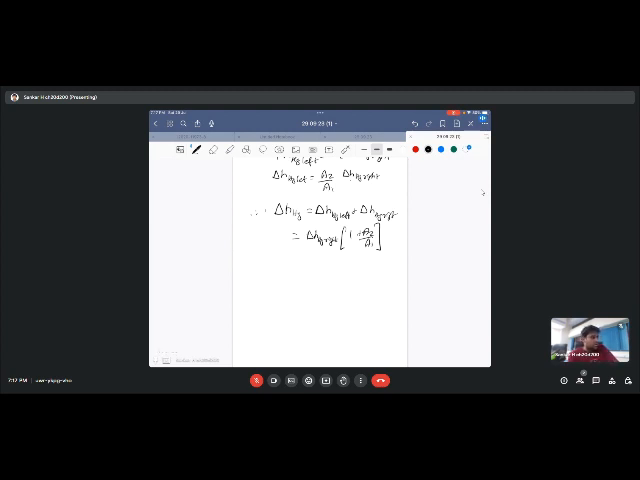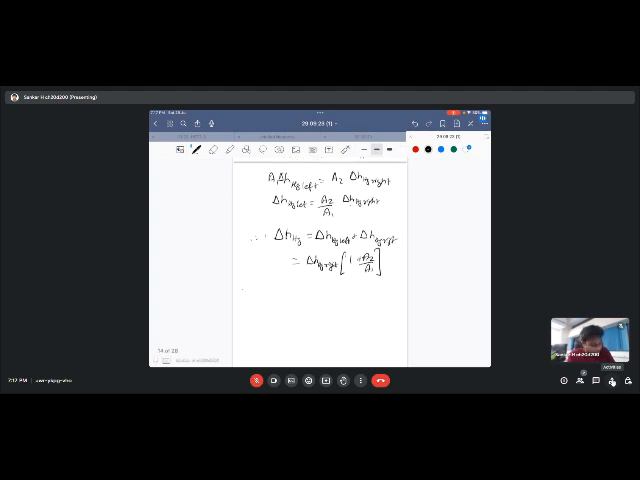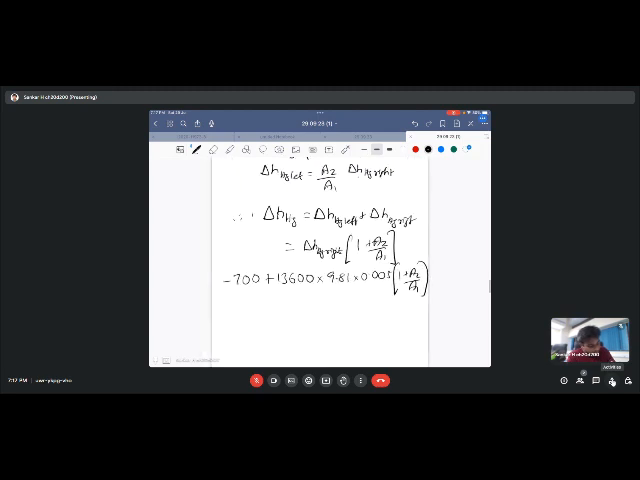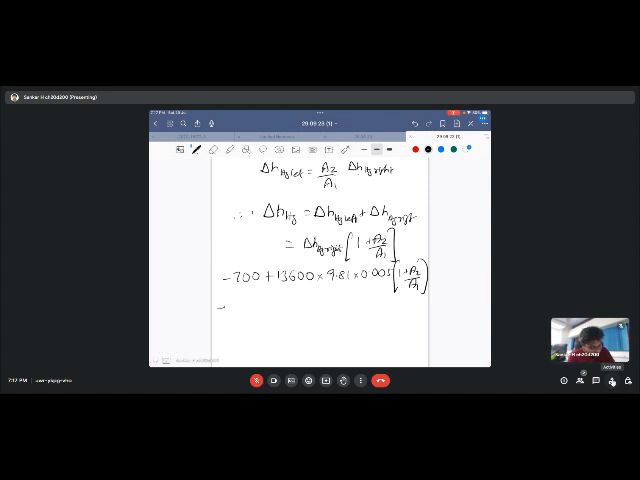Now, if we equate the two terms and just substitute the values here, we'll get the answer. We'll get minus 700 plus, since there's a drop in pressure, there's a negative sign associated with it. So we'll get 0.005 times 1 plus A2 by A1 minus 1100 times 9.81 times 0.005 is equal to 0.